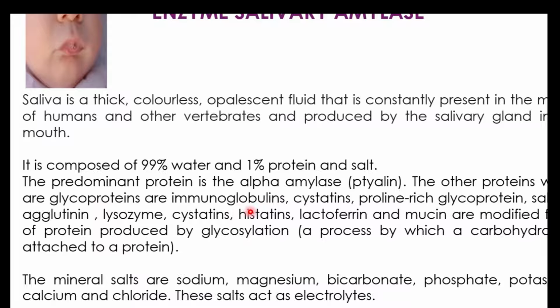The other proteins, which are glycoproteins, are immunoglobulins, proline-rich glycoprotein, the salivary agglutinin, lysozyme, cystatins, histatins, lactoferrin, and mucin. They are modified forms of protein produced by glycosylation, which is a process by which a carbohydrate is attached to a protein. The mineral salts are sodium, magnesium, bicarbonate, phosphate, potassium, calcium, and chloride, and these salts act as electrolytes.